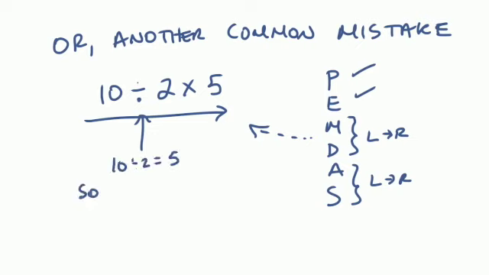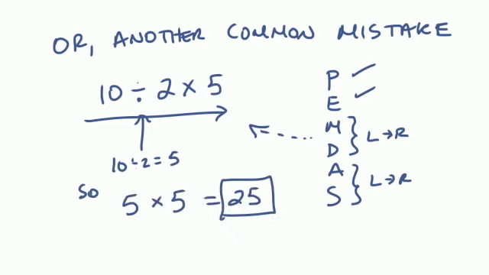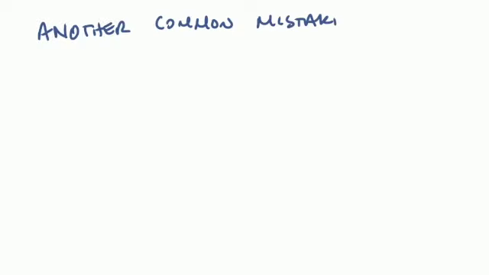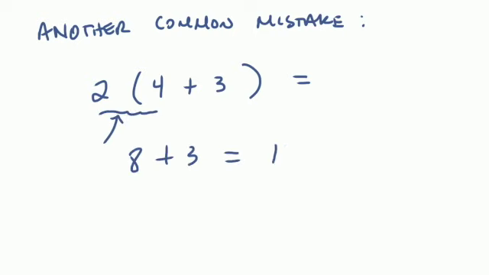In this case, because division appears first, we divide first. 10 divided by 2 is 5, so we end up with 5 times 5 and the final answer of 25, which is correct. Finally, another common mistake involves an expression like the following. Say you needed to do 2 times (4 plus 3).